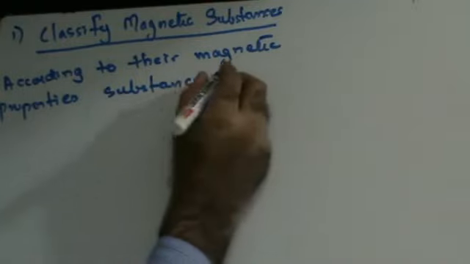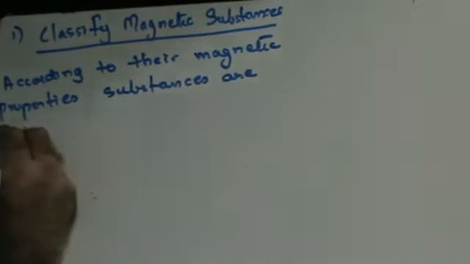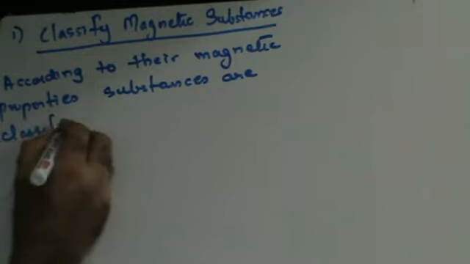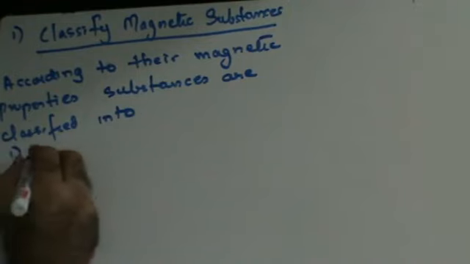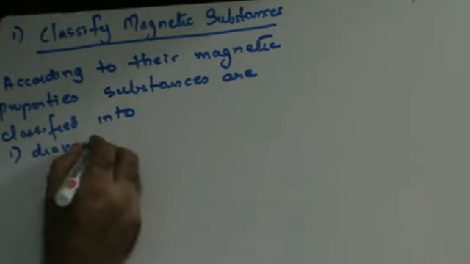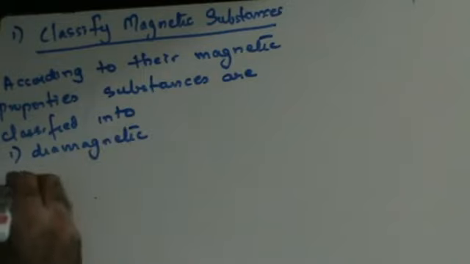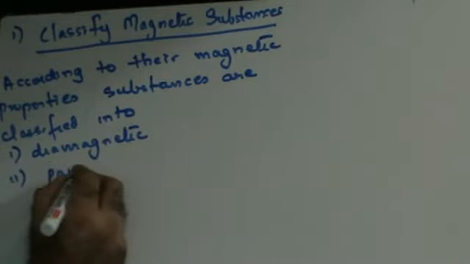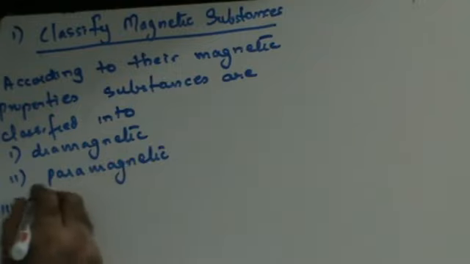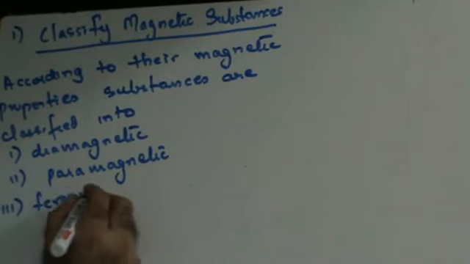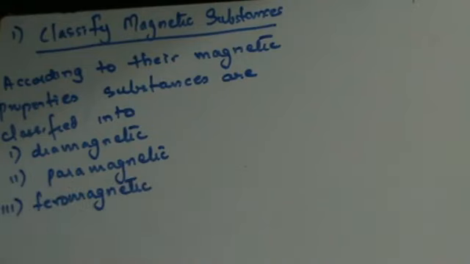Substances are classified into first diamagnetic substances, second paramagnetic substances, and third ferromagnetic substances. These are the three different types of substances that you can have. Question: why should a substance behave like a magnet?